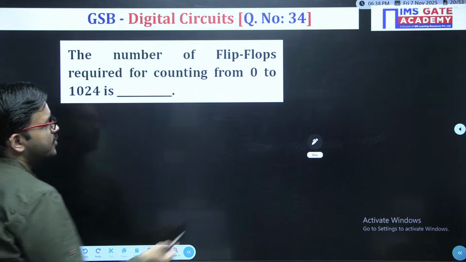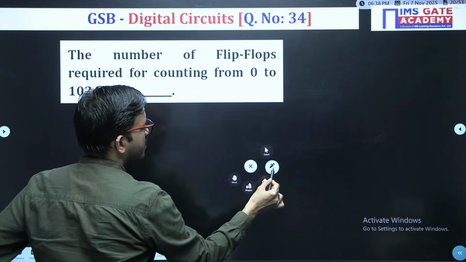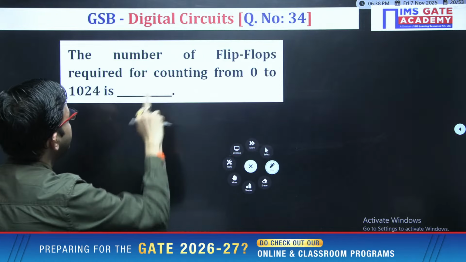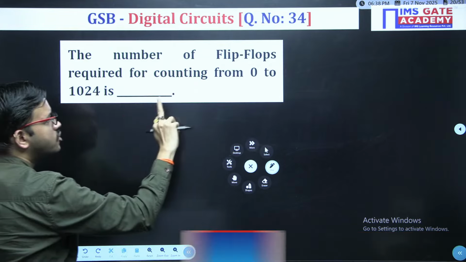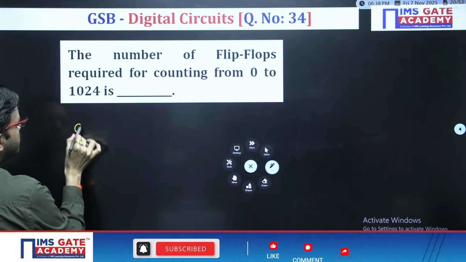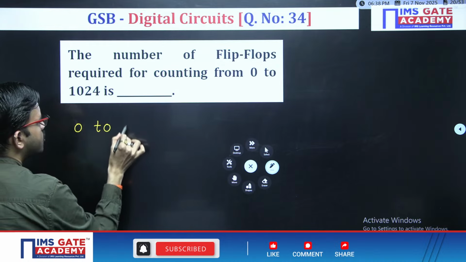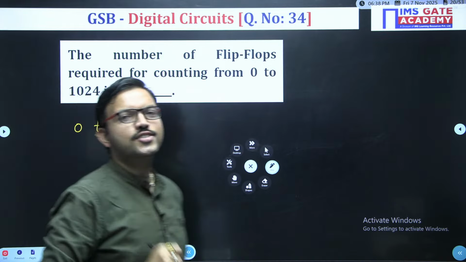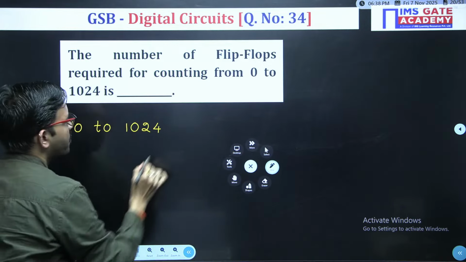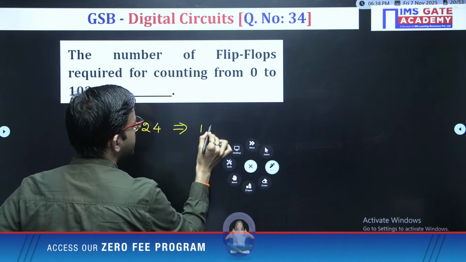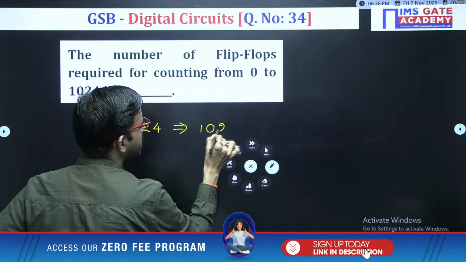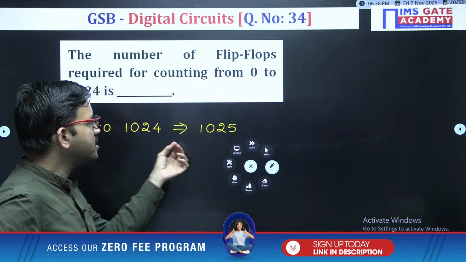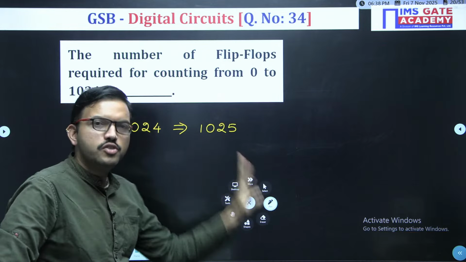Yeah, here just observe. What is mentioned? Here you have a counter. It has to count from 0 to 1024. That means, in total, how many values are there? In total it has to count 1025 values. 0 to 1024, that means 1025 unique values it has to count.